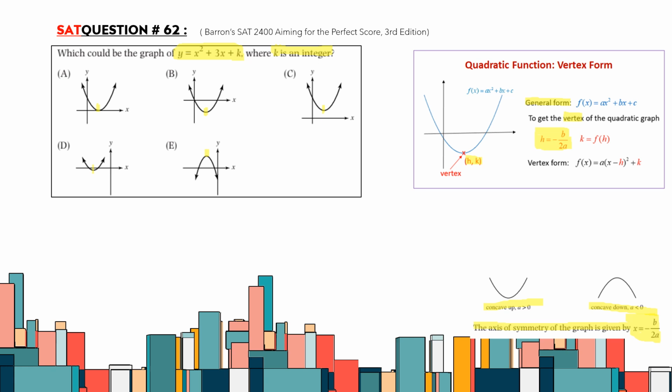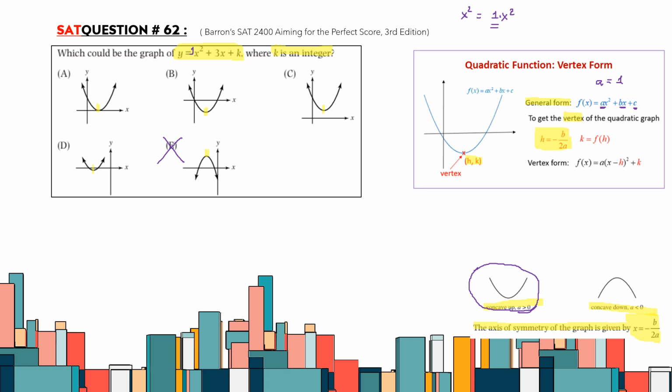Now let's see, we have ax squared plus bx plus c. So a in this case is 1. Remember, x squared is 1x squared, so even though we don't see any coefficient, it's 1. So a equals 1, greater than 0, so it's concave up. When you see that, you eliminate E because it's concave down.